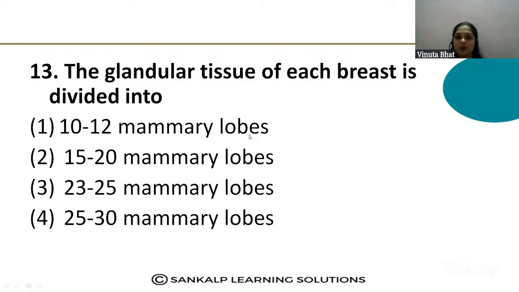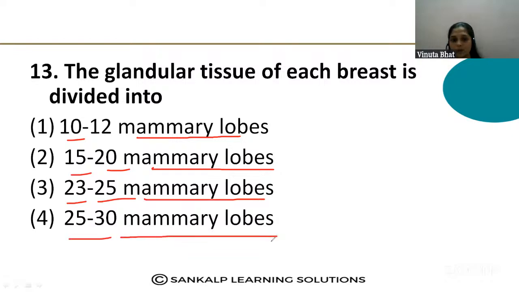The glandular tissue of each breast is divided into. Find out the answer for this question. The glandular tissue of each breast is divided into 10 to 12 mammary lobes, 15 to 20 mammary lobes, 23 to 25 mammary lobes, 25 to 30 mammary lobes. Yes, which is the correct answer? Find out that and comment in the chat box. Okay. Answer for the 13th question.